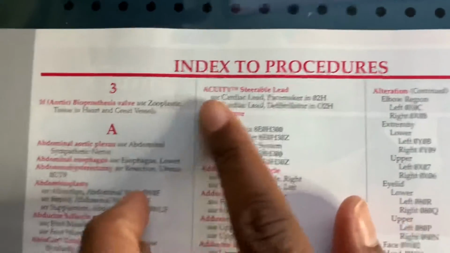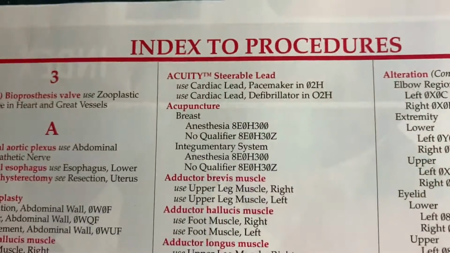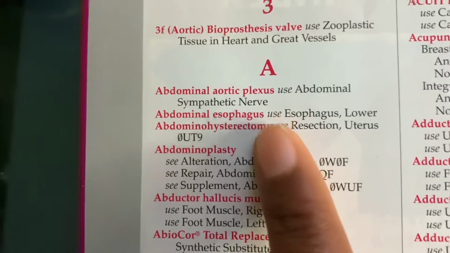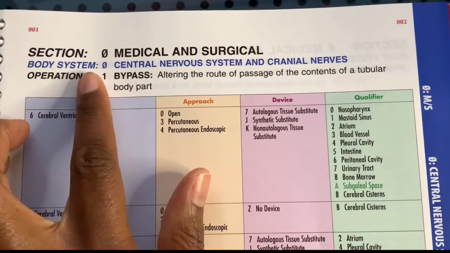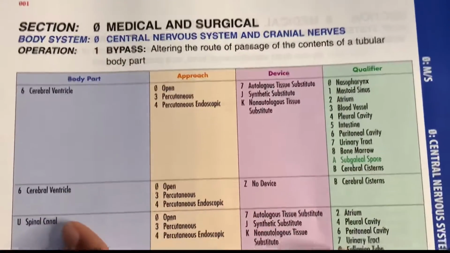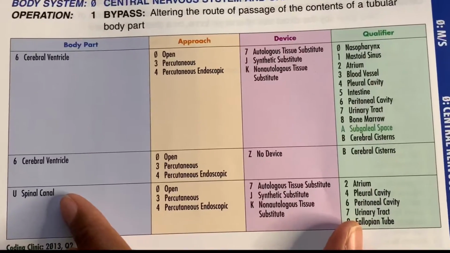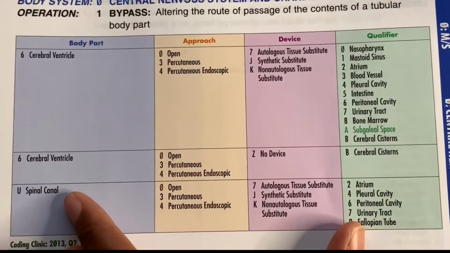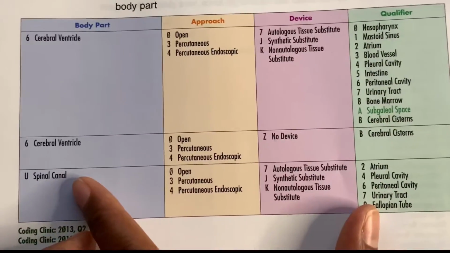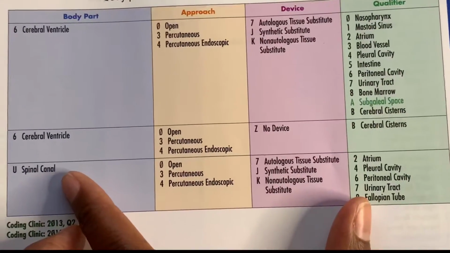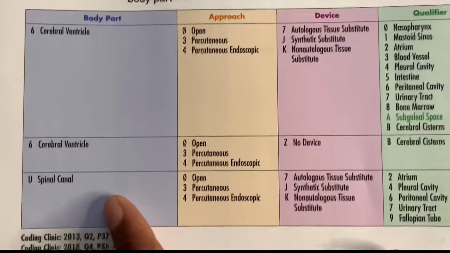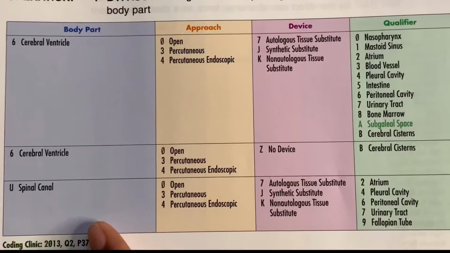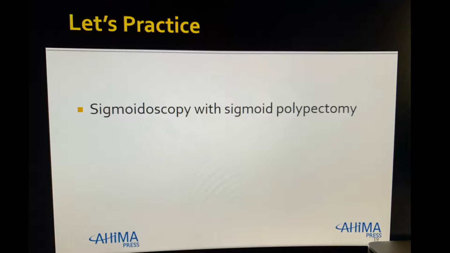We have two parts, and the first part is going to be the index to procedures, which is the alphabetic index, which is going to be in alphabetical order. The second part of the ICD-10-PCS book will be the tables. After you locate your main term and any subterm within the alphabetic index, you would then come to the tables that are set up in this manner that's going to help you build out the completion of the code. So now let's walk through this example of a sigmoidoscopy with sigmoid polypectomy.